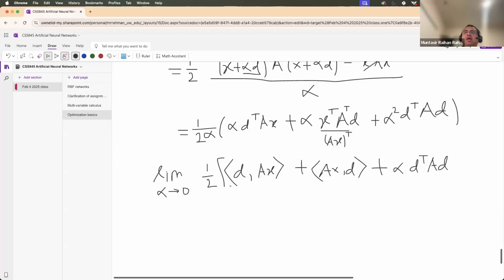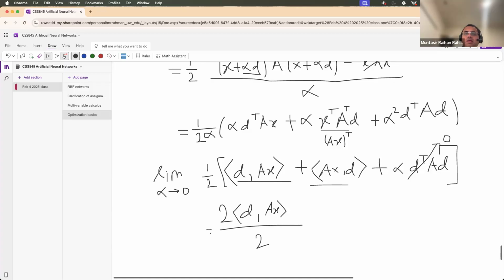And if alpha goes to 0, then this term vanishes because it has an alpha here. But these two terms survive. And then we know that the inner product is symmetric, so this term and this term are actually the same. So we have 2 times D inner product with AX, divided by 2. So that's the result, which is D comma AX.